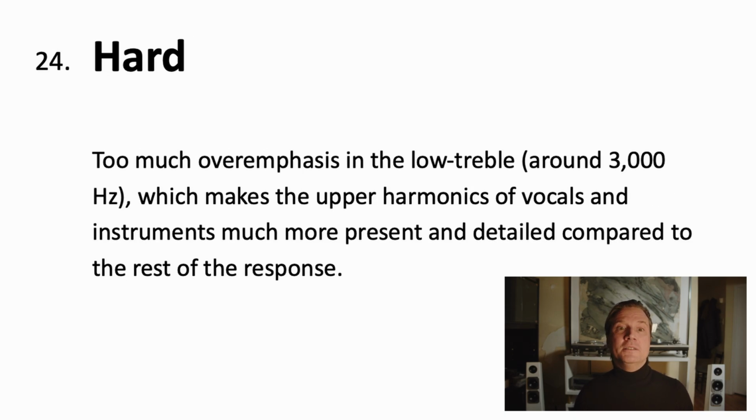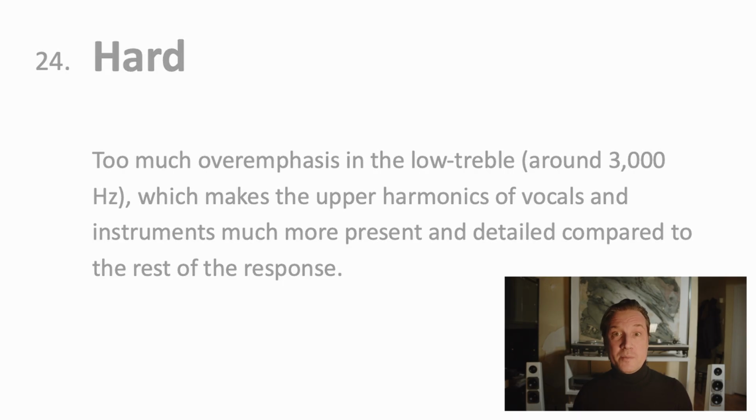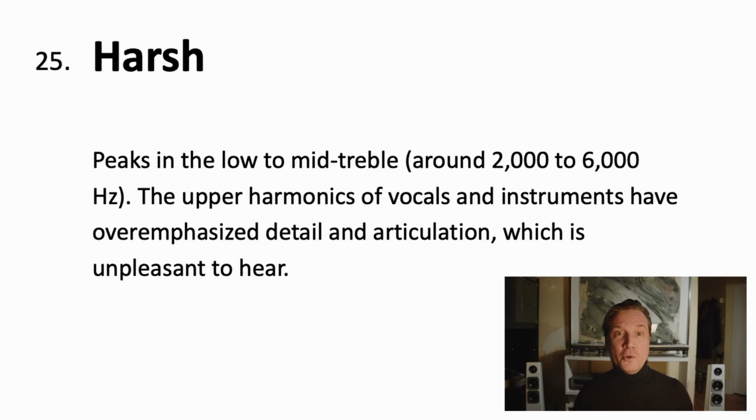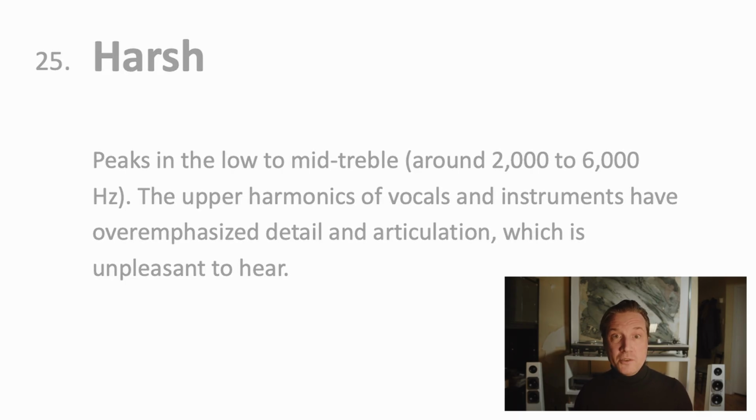24. Hard. Too much overemphasis in the low treble around 3000 Hz, which makes the upper harmonics of vocals and instruments much more present and detailed compared to the rest of the response. Harsh. Peaks in the low and mid treble around 2000 to 6000 Hz. The upper harmonics of vocals and instruments have overemphasized details and articulation, which is unpleasant to hear.